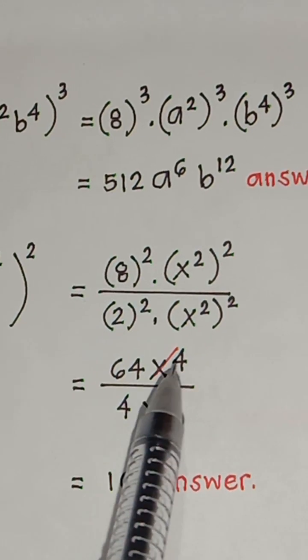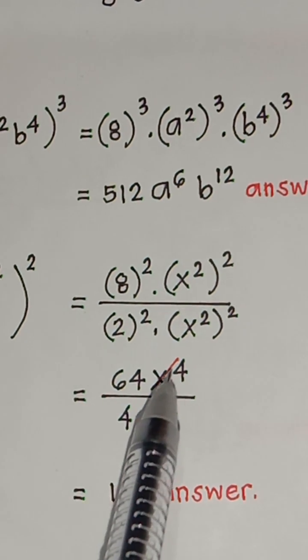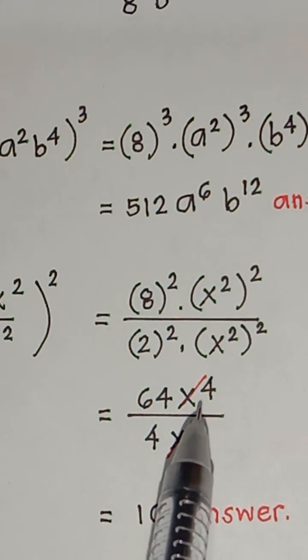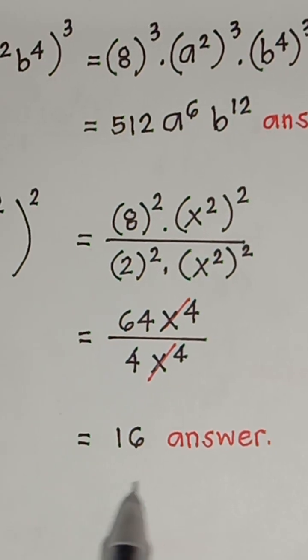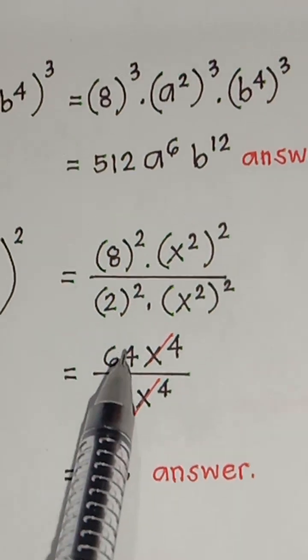And we have similar figures here. X to the power of 4 and x to the power of 4 will be cancelled, and then we have the final answer, which is 16, because 64 divided by 4 is 16.